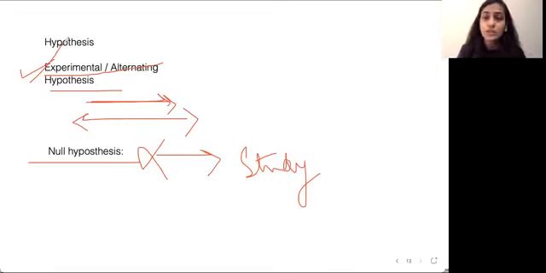Understood what is hypothesis? What are the two types of hypothesis? Okay, when do we call that the study is statistically significant? We call it only when you are rejecting your null hypothesis.